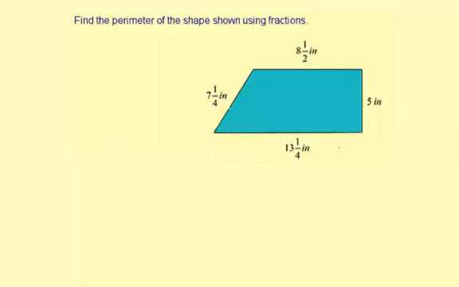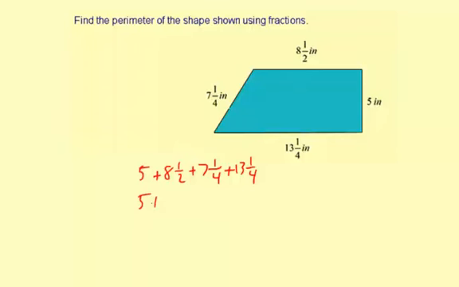Find the perimeter of the shape using fractions. So let's add everything. 5 plus 8 and 1 half plus 7 and 1 fourth plus 13 and 1 fourth. Now I'm going to add all the whole numbers first and then all the fraction pieces.